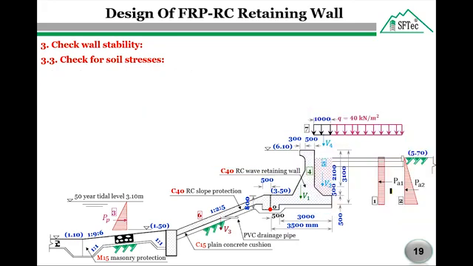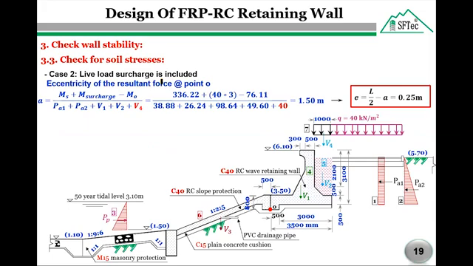Let us go with case number 2. Case number 2 here, live load surcharge is included. The location of the resultant of all acting loads on the retaining wall and the eccentricity with respect to point O can be calculated as follows. What I did here, I included the moment due to the surcharge and I included the weight of the surcharge in order to include the live load in my calculation.